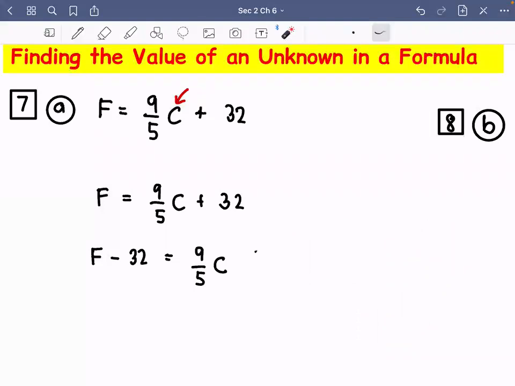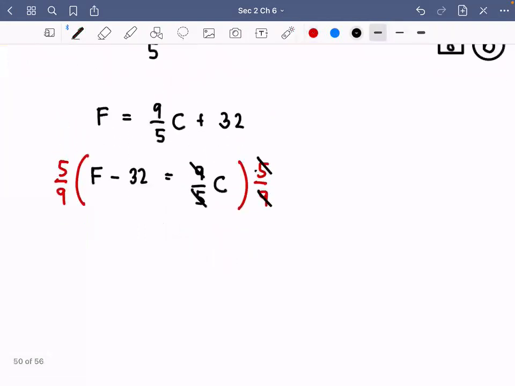It's similar with this. How do we get rid of 9 over 5? We multiply both sides by the reciprocal of this fraction, which is 5 over 9. That cancels the 5 and 5. So what do we have left? C is equal to 5 over 9 times (F minus 32). All right, so that's it. That's your answer for number 7, letter A.